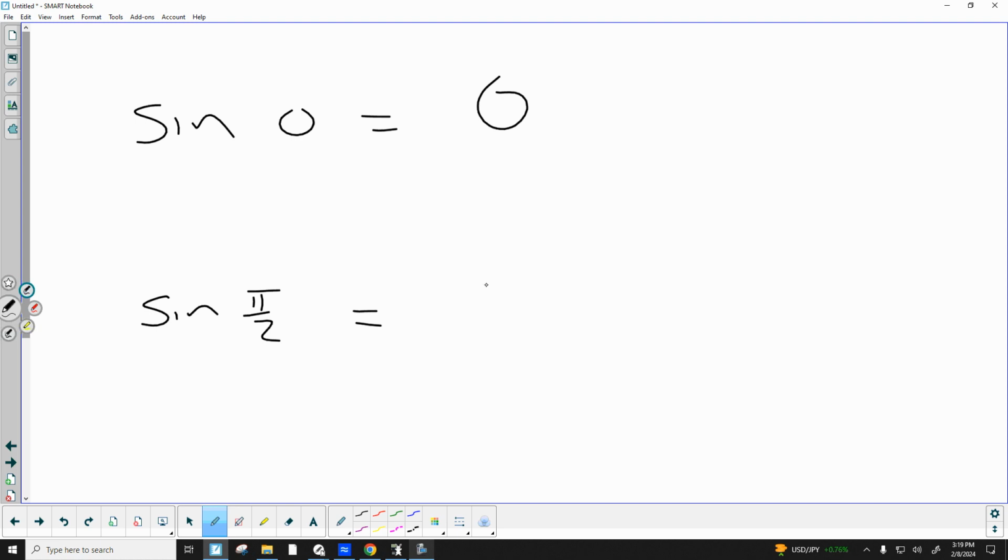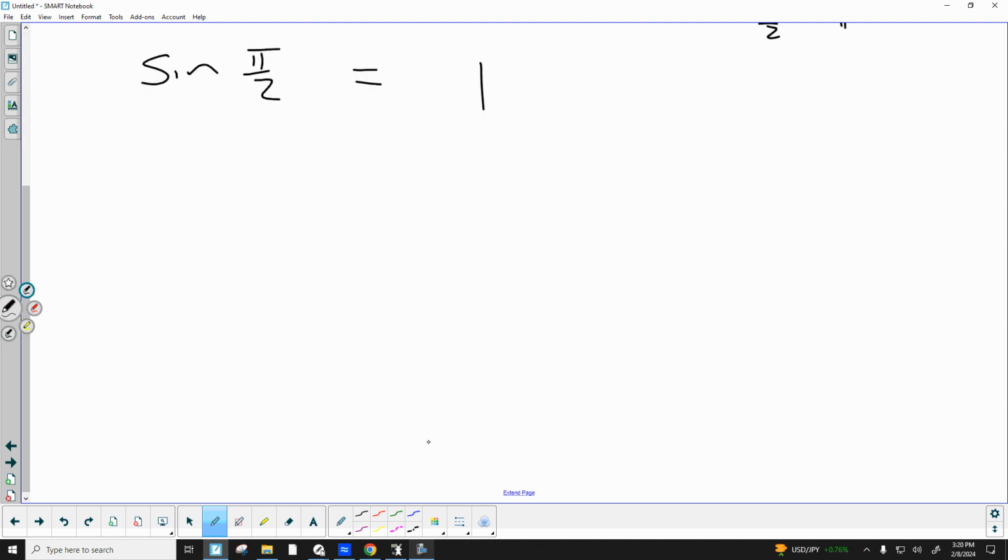Yeah, so guys, last unit we got away from the unit circle and we just focused on the extremes. The sign of 0 is 0. The sign of pi over 2 is 1. Sign of pi is 0, etc., etc. But don't forget about the in-betweens.